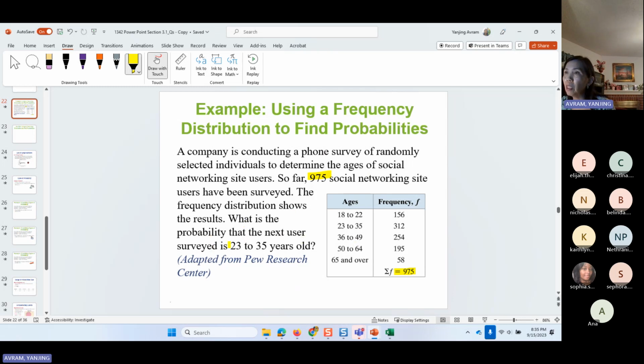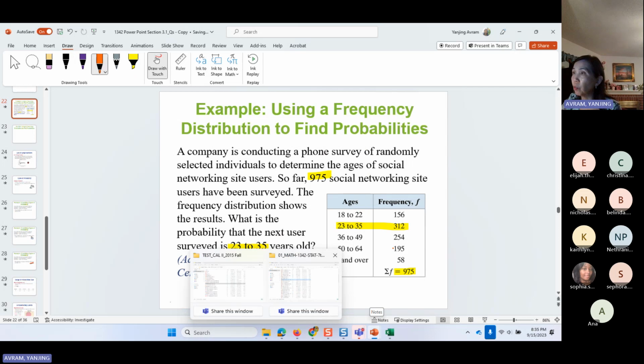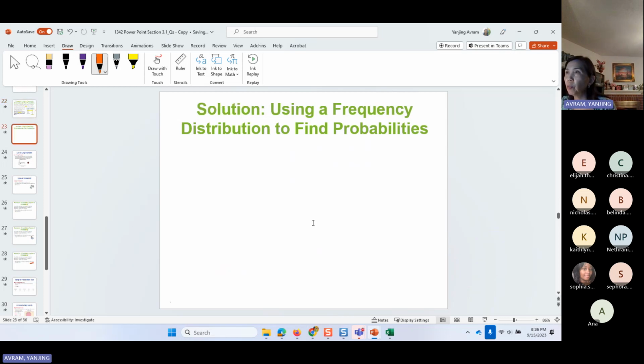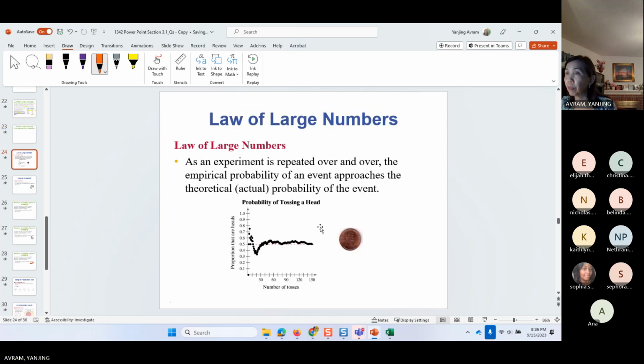We're going to find the probability that the next person surveyed is between 23 and 35. So this is the 23 to 35 group here. What's the probability for this age group? For probability you use F over N. N is the sum, and the sum is 975, right? And this one is 312, for ages 23 to 35. Then you just divide and find the answer. So actually it's pretty straightforward that way.